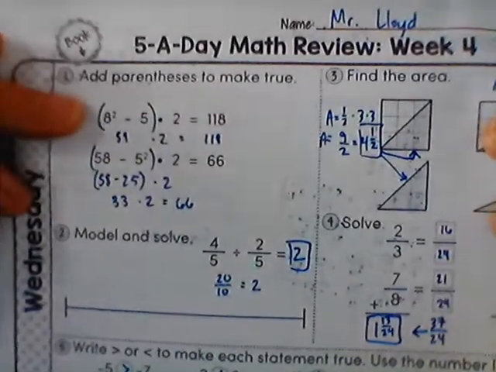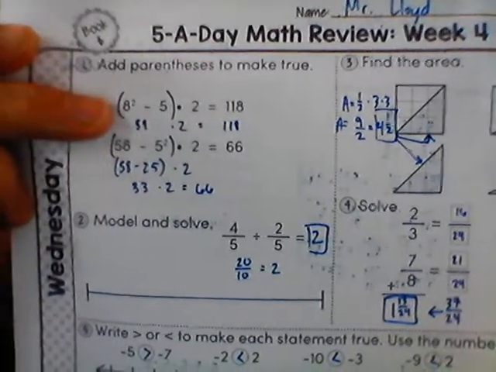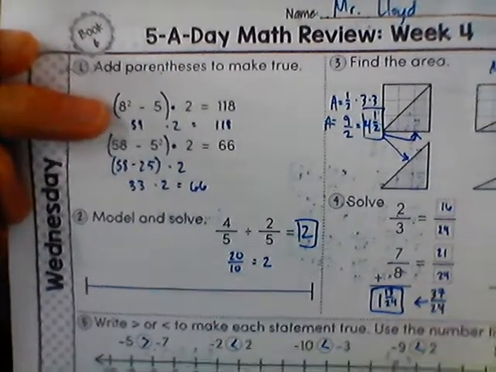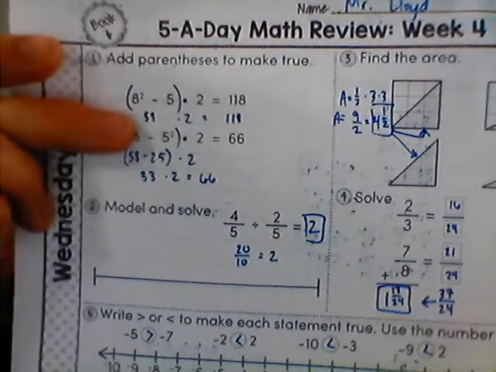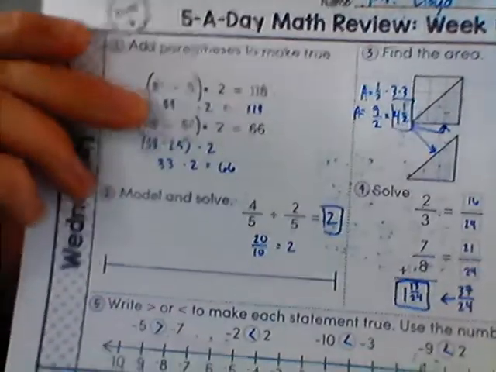asking us to use parentheses to make the statement true. I put parentheses around 8 squared minus 5. So when I do 8 squared, it is 64. 64 minus 5 is 59. And then I still multiply by 2, and I get exactly 118.